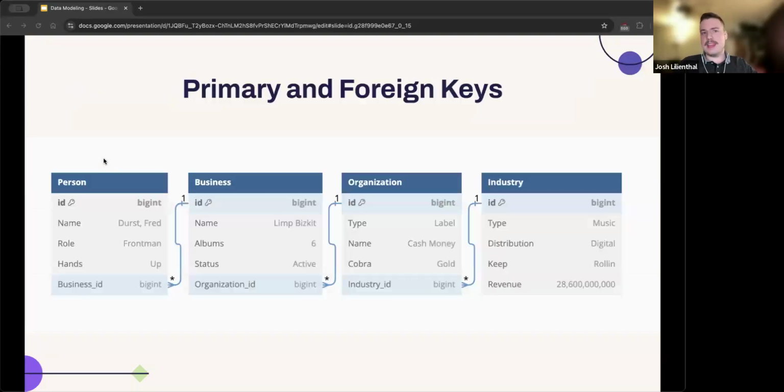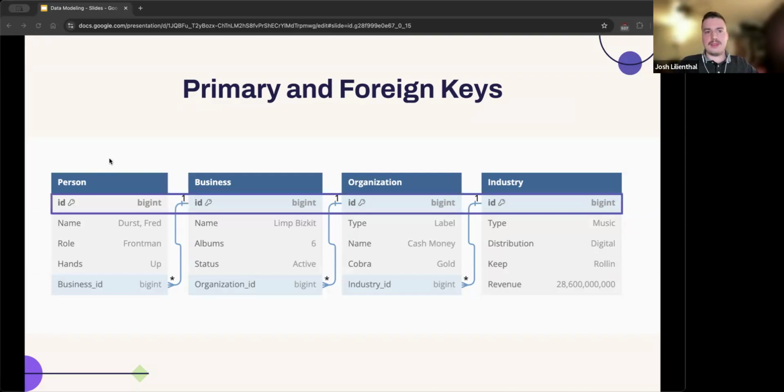Back to our normalized data example. Each table bears a relationship with at least one other table. In this case, the relationships are all many to one. Makes it easier to visualize. Many people are going to work for one business. Many businesses are owned by one organization, and many organizations are part of one industry.